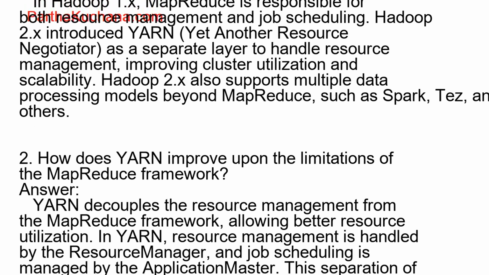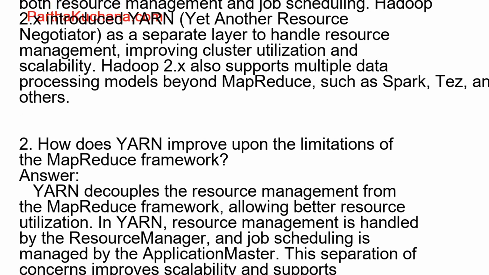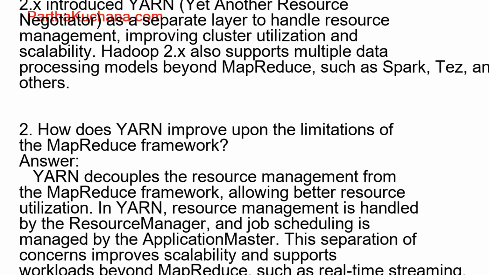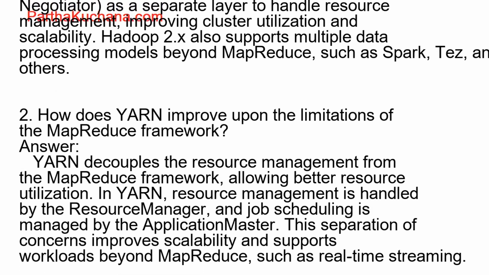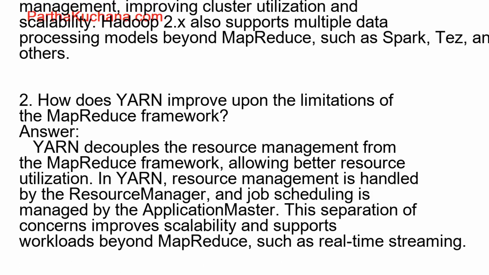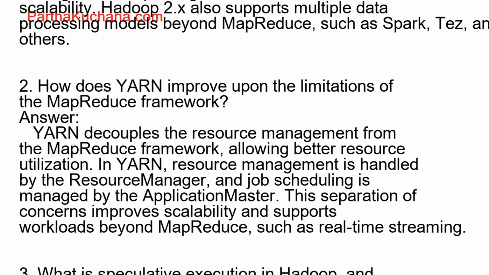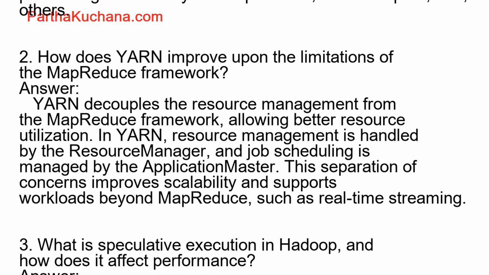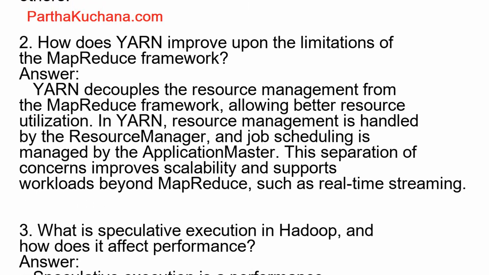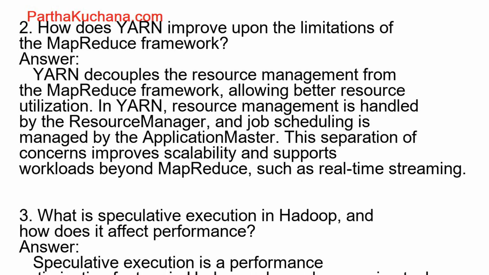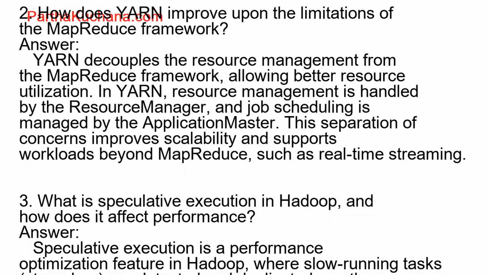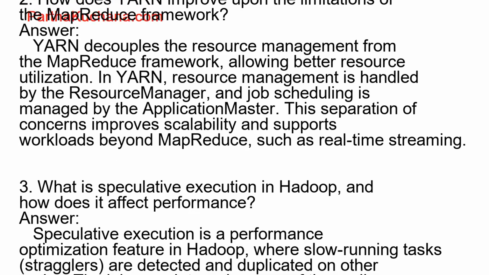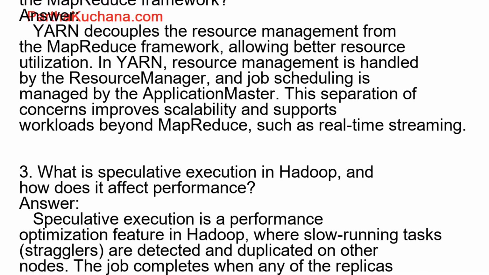3. What is speculative execution in Hadoop, and how does it affect performance? Answer. Speculative execution is a performance optimization feature in Hadoop, where slow-running tasks, stragglers, are detected and duplicated on other nodes. The job completes when any of the replicas finish. While it improves overall job execution time, it can lead to resource contention and inefficiency if not properly configured.